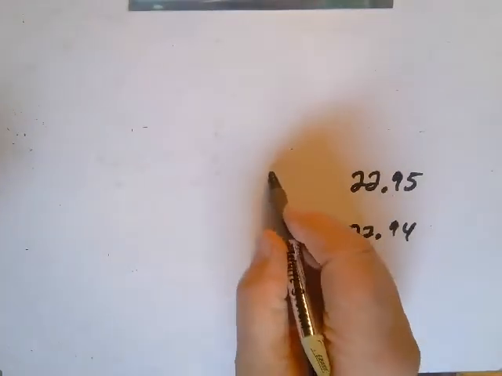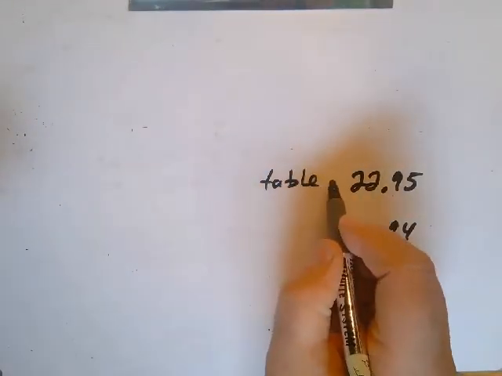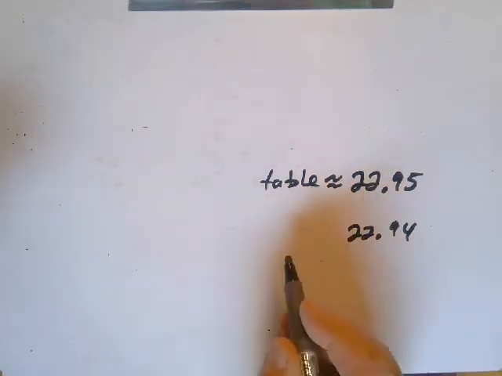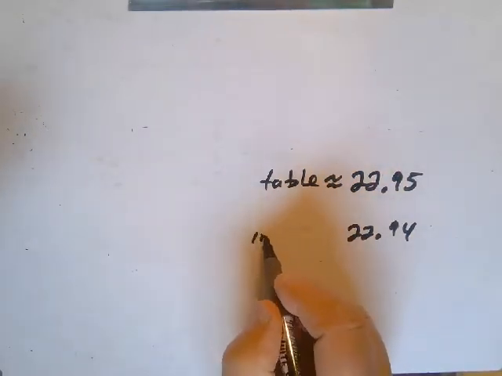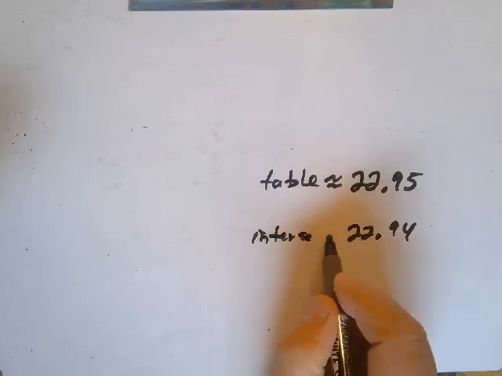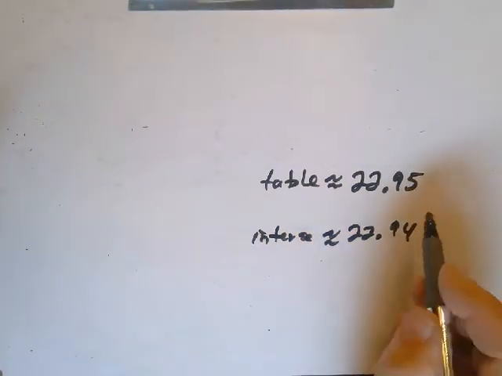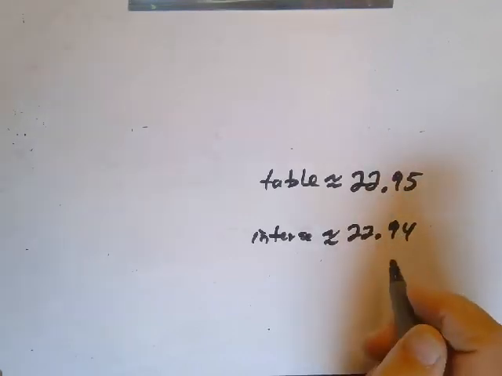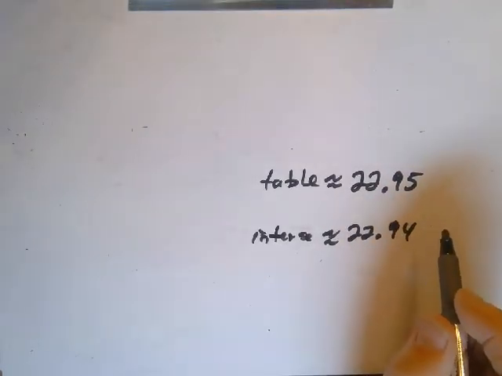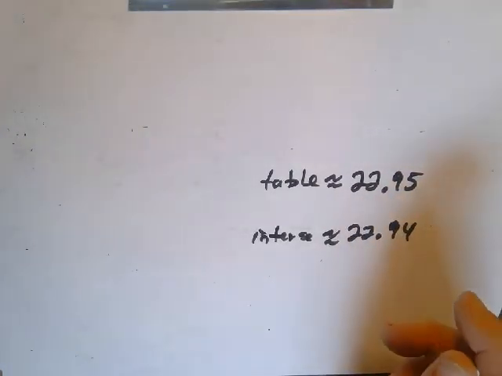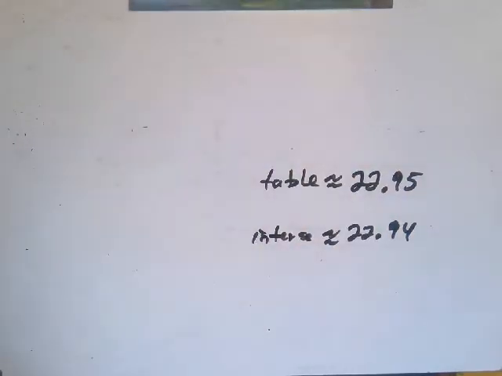And let's take a look at how that compares to the one we had before. Well, when we did it with the table, we kind of got it close to 22.95, and with the intersect feature, it's close to 22.94, very close. This one's probably going to be easier to do, and it's more accurate. So the question is asking us, at what year did it exceed a million?